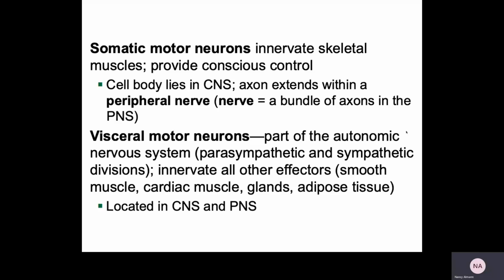You will also have visceral motor neurons. Of course you do. They are going to be associated with the autonomic nervous system, either the parasympathetic or the sympathetic division. They will innervate all of the other effectors: smooth muscle, cardiac muscle, glands, and then they throw in adipose tissue. They are located sometimes in the PNS, sometimes in the CNS.